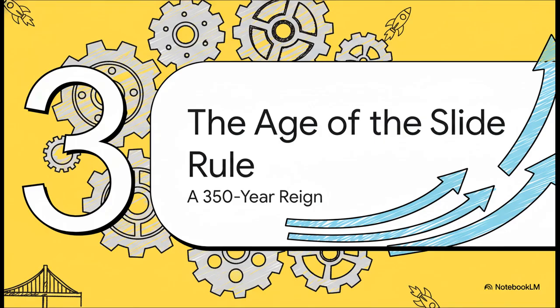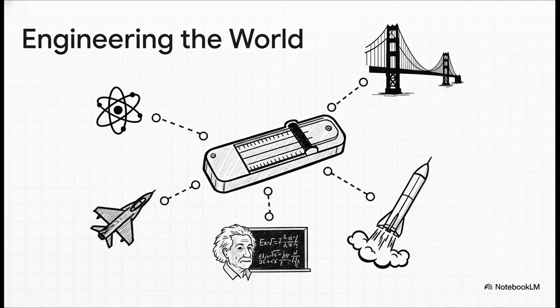For the next century, the slide rule wasn't just a tool, it was basically the engine of progress. Just look at this list. I mean, the Golden Gate Bridge, the Saturn V rocket that took us to the moon, the F-16 fighter jet, all designed with calculations done on a slide rule. The scientists working on the Manhattan Project used them. Even Einstein reportedly used one for the math behind his theory of relativity. This simple analog device is literally built into the foundations of our modern world.